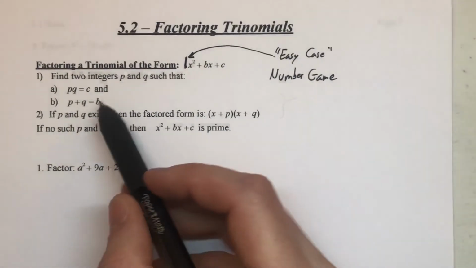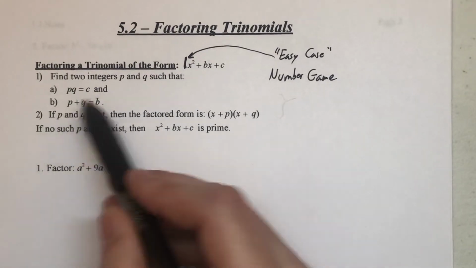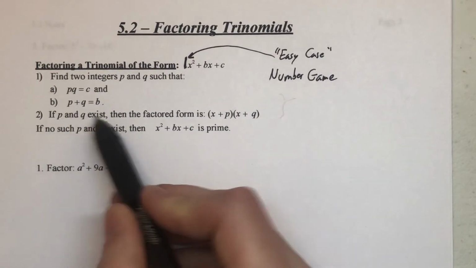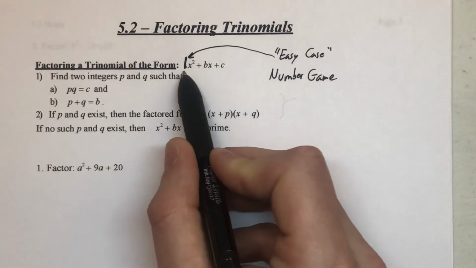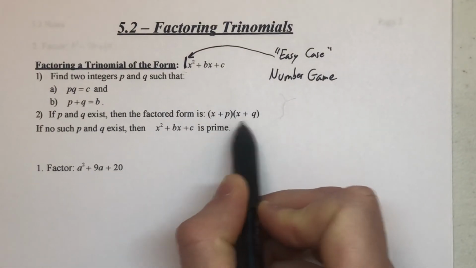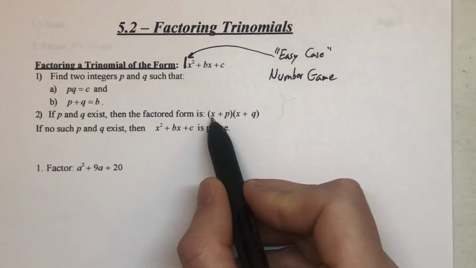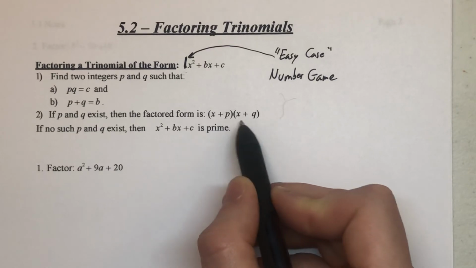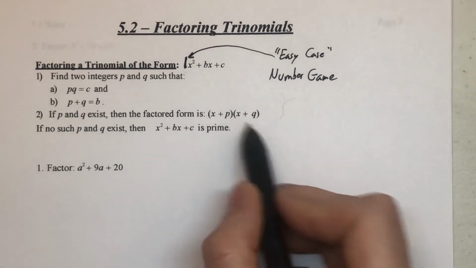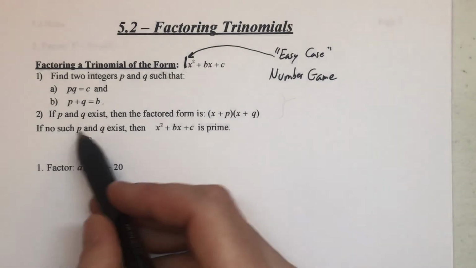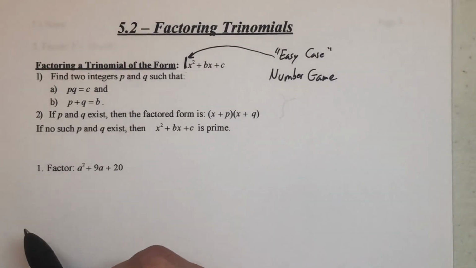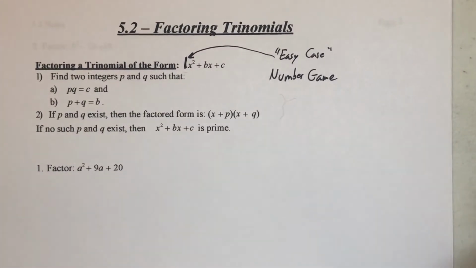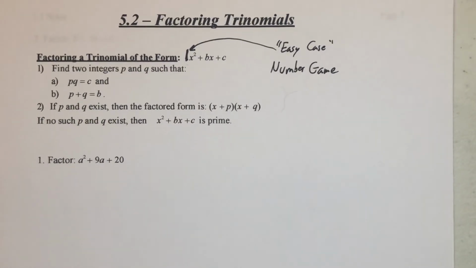Because notice, once we find these two numbers, p and q, that follow this number game, if they exist, we'll be able to take this trinomial and immediately break it down to the binomials x plus the first number and x plus the other number. And if no p and q exist to answer the number game, then it's prime. That polynomial can't be broken down. So, with that said, let's jump into a bunch of examples.